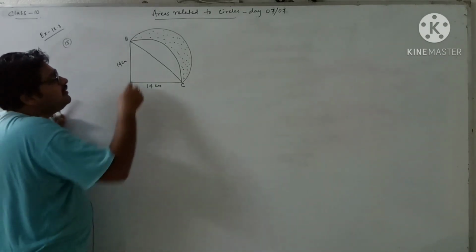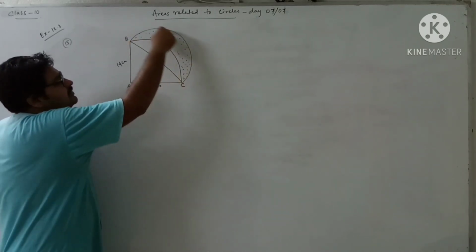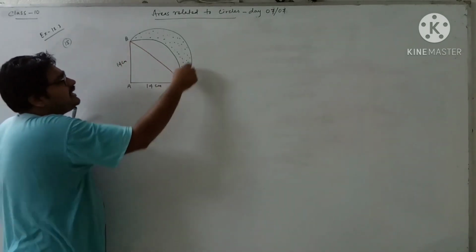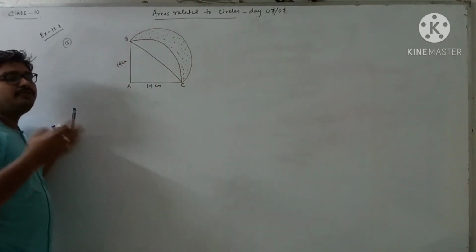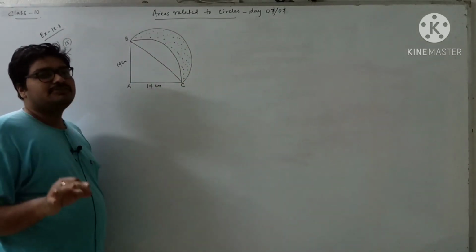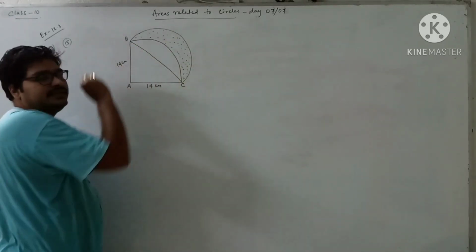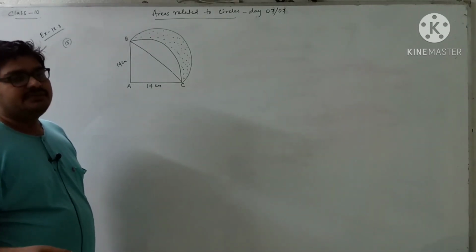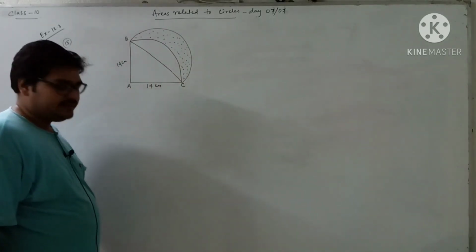But to find out the area of this semicircle, I need the radius of this semicircle. That one I need to find out. The radius I can find if I get the length of BC, because this is the diameter of the semicircle, and by doing diameter by 2, I can find the radius. So my first work is to find the length of BC. If I can get the radius, definitely I can find the area of the semicircle. Correct? So let's start.